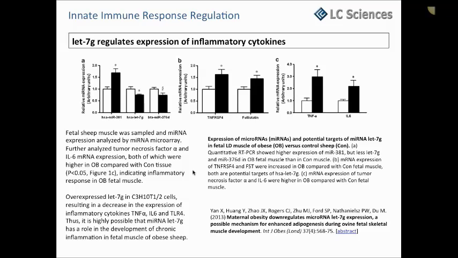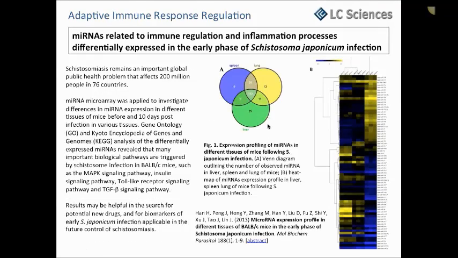Overexpressing LED7 in these cells resulted in a decrease in the expression of inflammatory cytokines, TNF-alpha, IL-6, as well as TLR4. And so this is why the authors conclude that microRNA LED7G probably has a role in the development of chronic inflammation in the fetal muscle of obese sheep. And here the diagrams just show the up and down of control versus obese group.